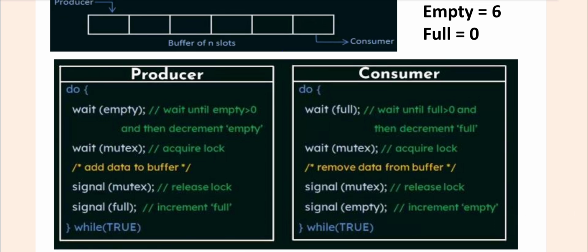We already know the conditions. When the producer inserts data, the consumer has to wait. When the consumer removes data, the producer has to wait. The producer and consumer should not access the buffer simultaneously. This is the condition.